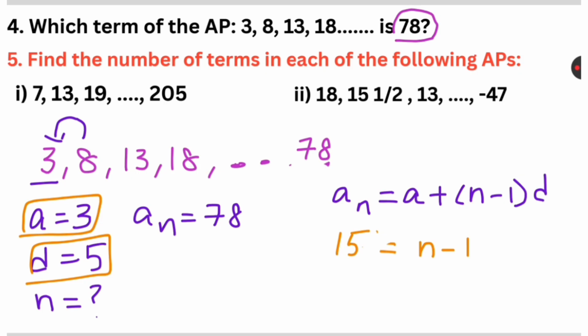Here we have a minus 1, so let's add 1 to both sides. Minus 1 plus 1 turns into 0. On the left hand side, 15 plus 1 gives 16. So the n value is 16. So the 16th term of the AP is 78.